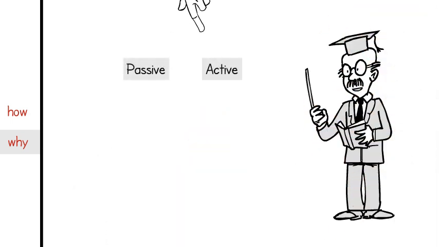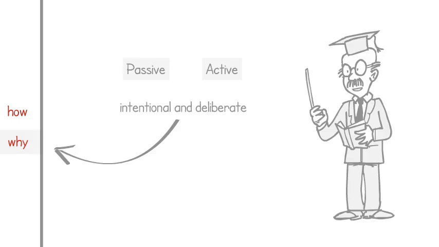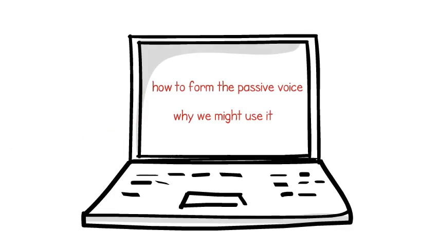Make sure your choice of active or passive voice is intentional and deliberate. That means you know why you are using it to emphasize information and make your meanings clear to the reader. In this video, we have looked at how to form the passive voice and why we might use it instead of the active voice. Now try the exercises below to practice what you've learned.